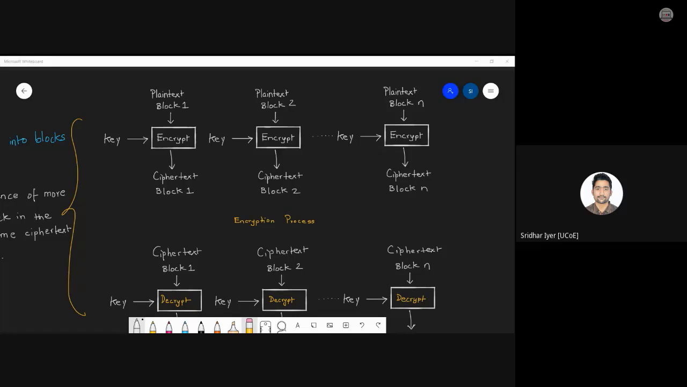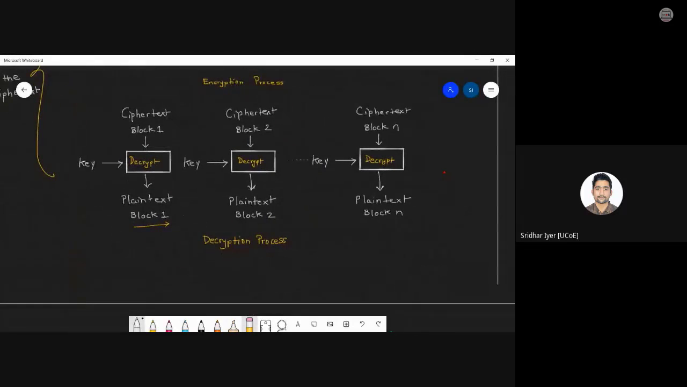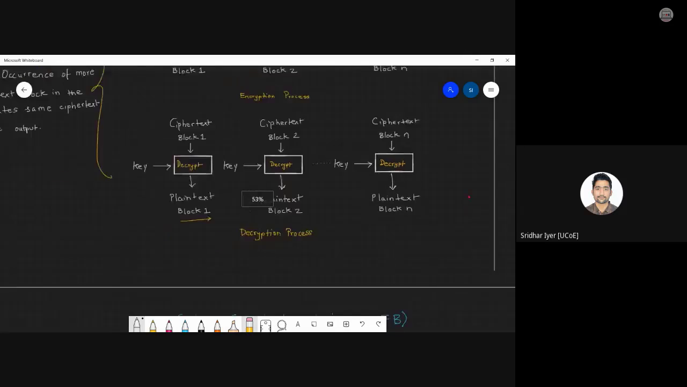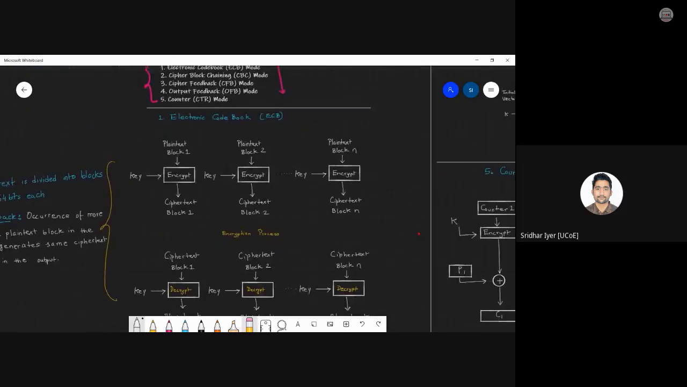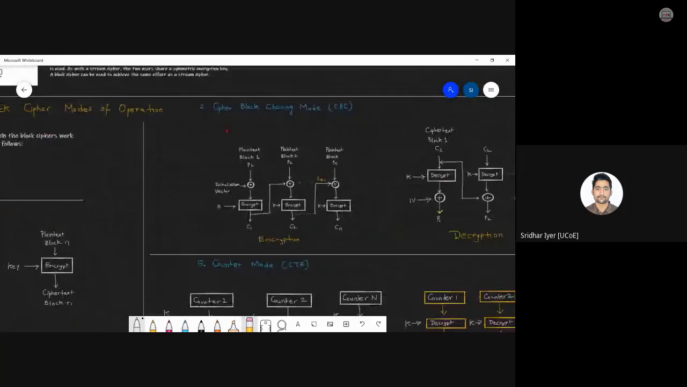Fine. So in the same fashion, the decryption will also work. Over here, the inputs will reverse. That is, the input will be the ciphertext and the key will remain same. We have to apply the same function over here in the reverse order, and you will get back the plain text. It's one of the simplest modes of operations of block cipher. So this is what we call as the electronic code book. Now next up, we saw the second type, which is the cipher block chaining mode.